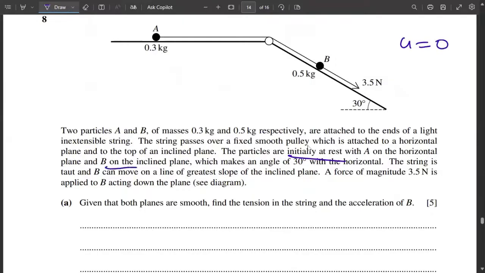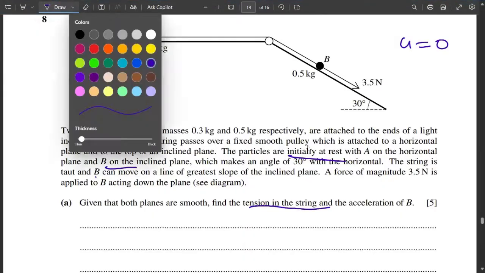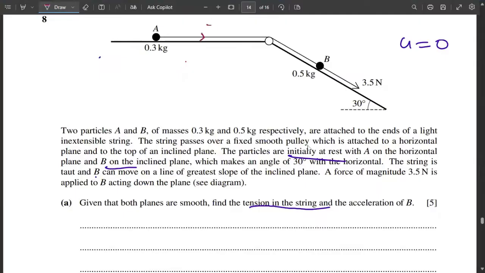A is on the horizontal plane, B on the inclined plane, angle 30 degrees. The string is taut. B can move on a line of greatest slope, with a force of magnitude 3 Newton. Find the tension in the string and the acceleration. So what they're asking us to do is find the tension in the string, and to find the acceleration of B.